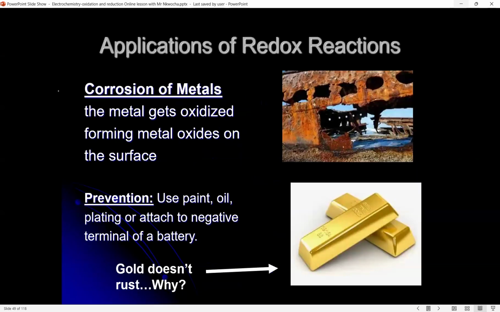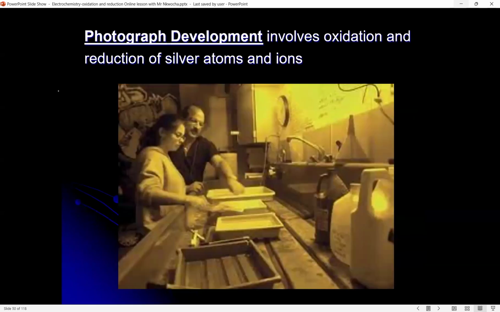So, ladies and gentlemen, the application of this redox reaction is what you can always do. Corrosion of metal is a redox reaction, combustion is a redox reaction, and photography development involves oxidation and reduction of silver atoms. You can check out this concept. It is a JAMB question.